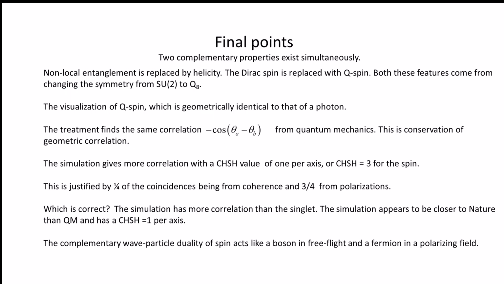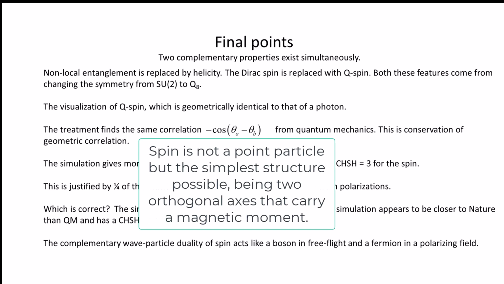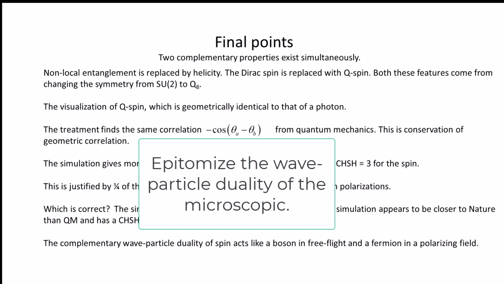This comes to the end of my presentation, which I hope convinces you that spin, perhaps the most important property of the microscopic, is not a point particle with 2 polarized states of up and down, but rather a structured spin with quaternion symmetry, which carries 2 complementary properties, helicity in free flight and polarization upon measurement. They epitomize the wave-particle nature, which is characteristic of quantum dimensions. I am convinced this description is correct and gives deeper insight into what exactly spin is.